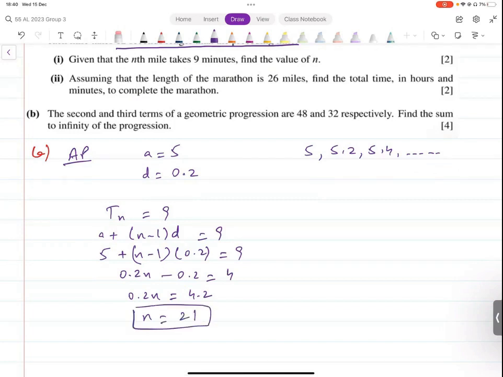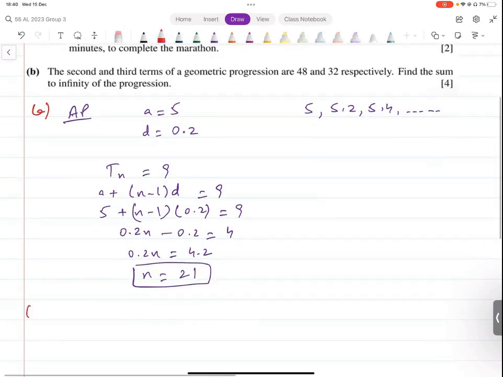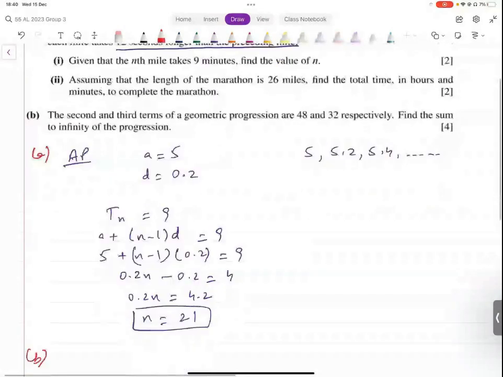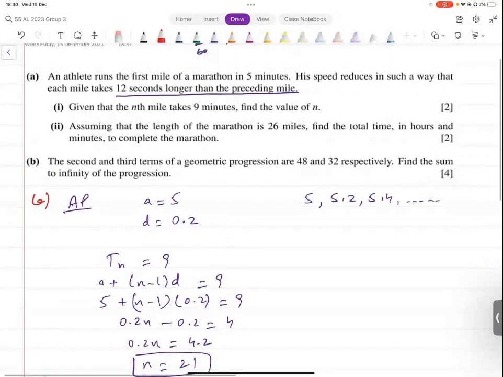Okay, so that's the first part. Let's look at the second part. What has he said in the second part? Assuming that the length of the marathon is 26 miles, find the total time in hours and minutes to complete the marathon. Look, he has said every mile takes 12 seconds longer than the preceding mile.